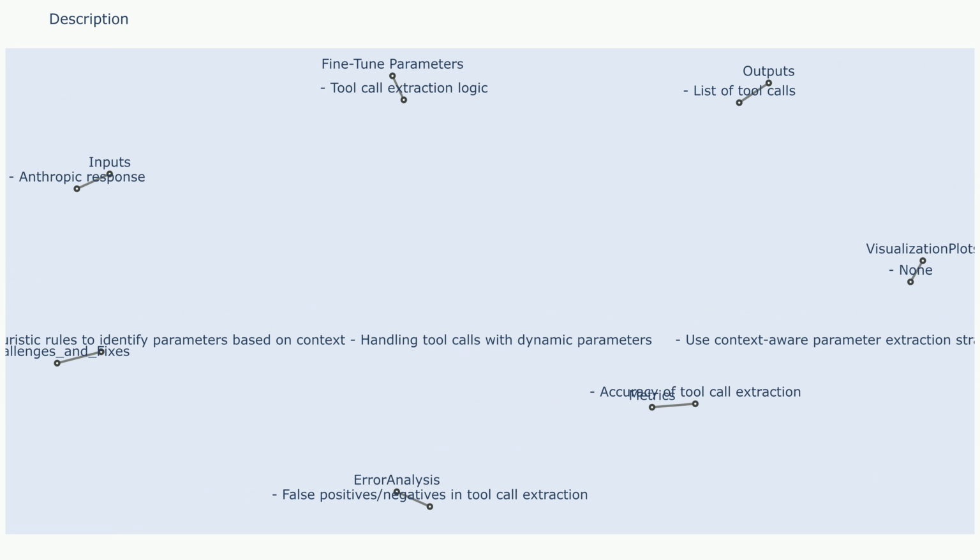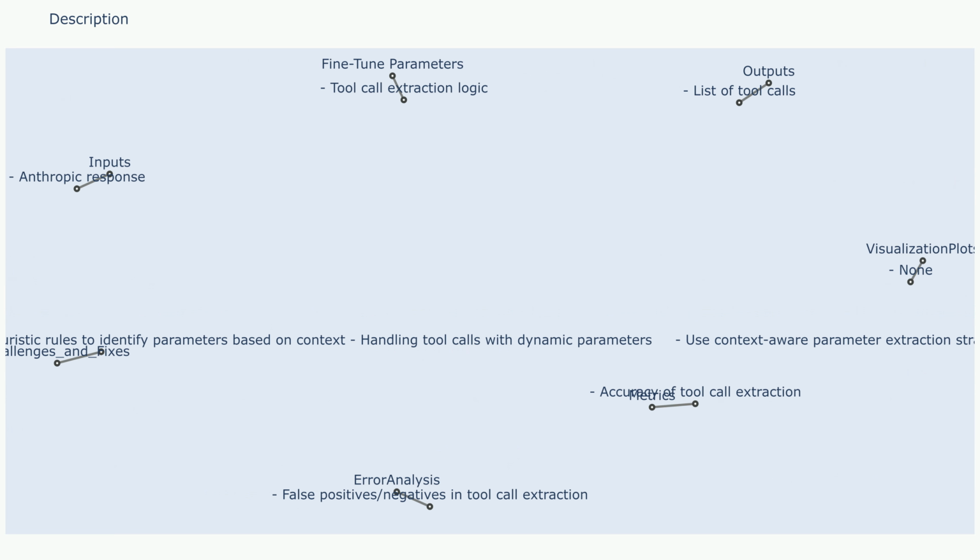Steps. Text analysis. The parser first analyzes the generated text to identify potential tool calls. It looks for keywords, phrases, and patterns associated with specific tools. Pattern matching. The parser utilizes predefined or user-defined patterns to match text snippets to specific tools. For instance, a pattern might include a tool name followed by parentheses containing arguments.